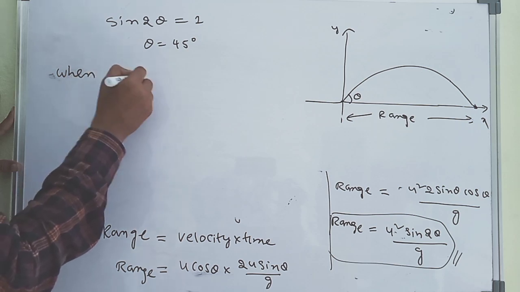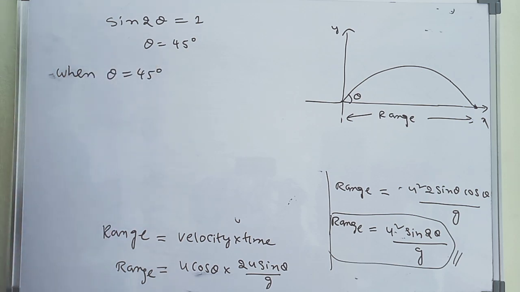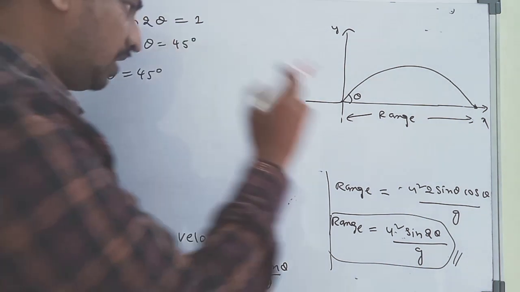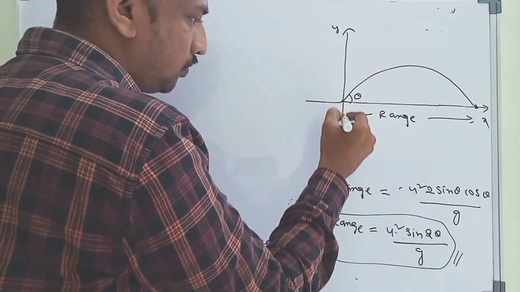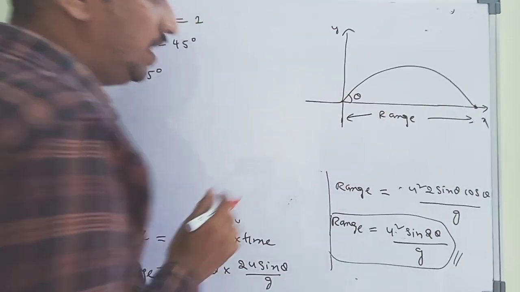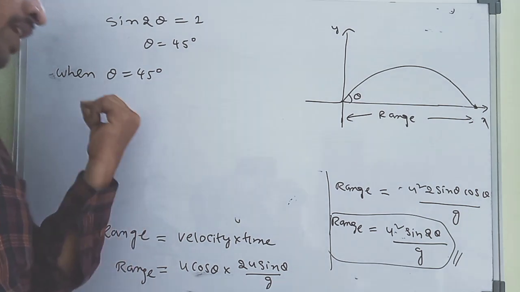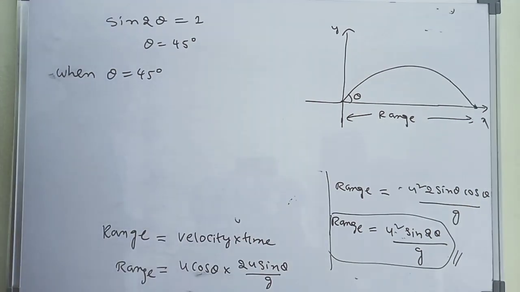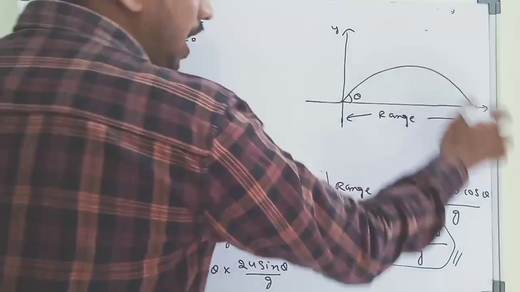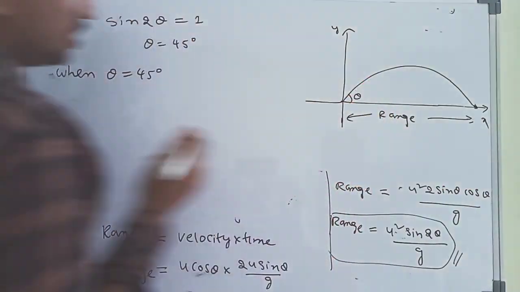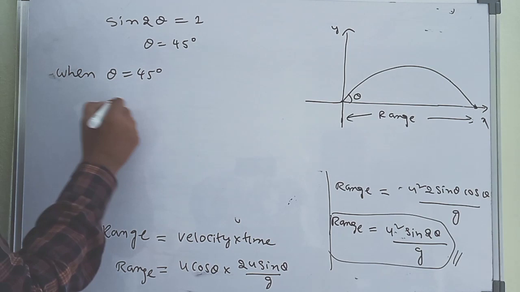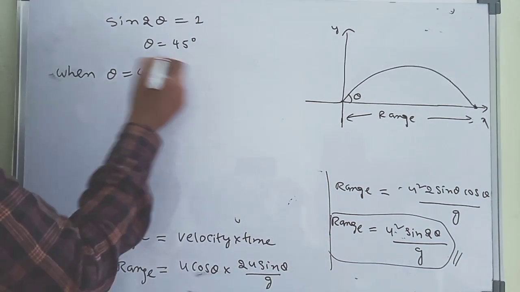when theta is equal to 45 degrees, which means the projectile is projected with theta equal to 45 degrees, we get the maximum range of the projectile. So what is the maximum range? Theta is equal to 45 degrees.